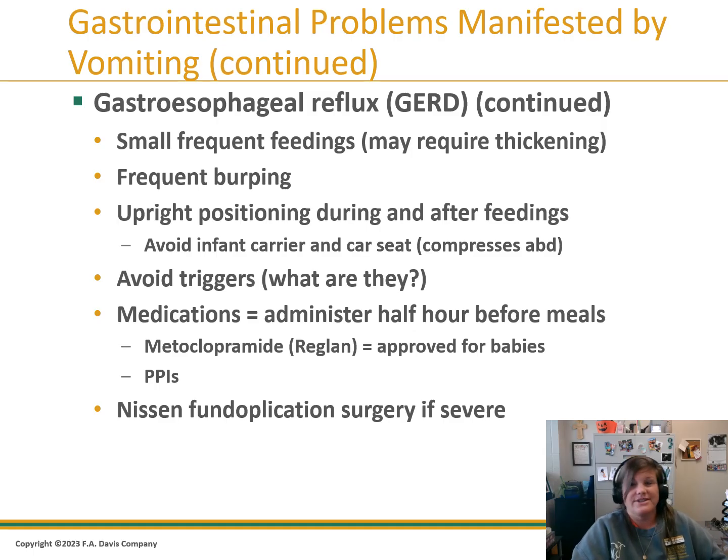Triggers, and this obviously is speaking more to our older child, because don't expect this to be the diet of a baby, okay? But some triggers that are commonly associated with GERD include caffeine, chocolate, foods that are spicy or fatty, and also acidic in nature. Carbonation tends to do this, and even high fiber foods would be other examples. So again, you may have to alter the diet to see some results from this.